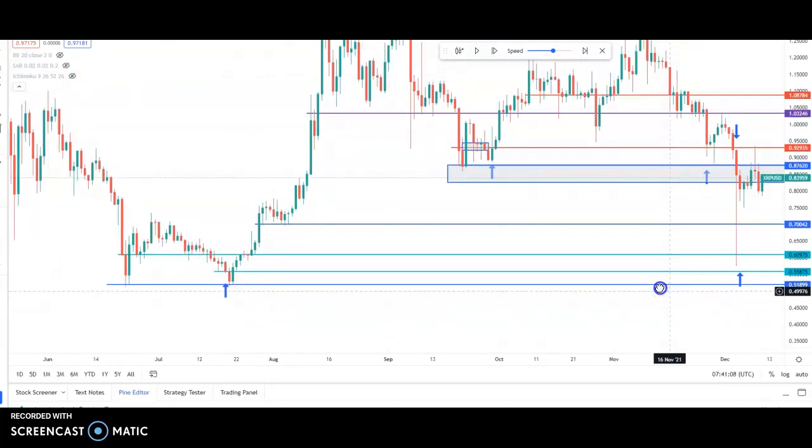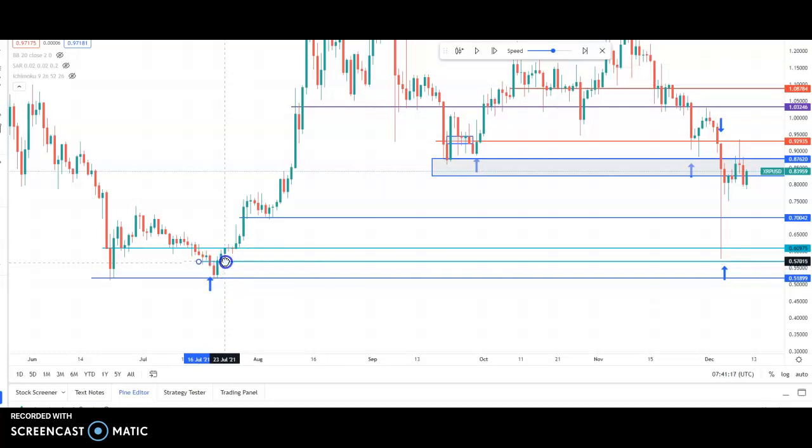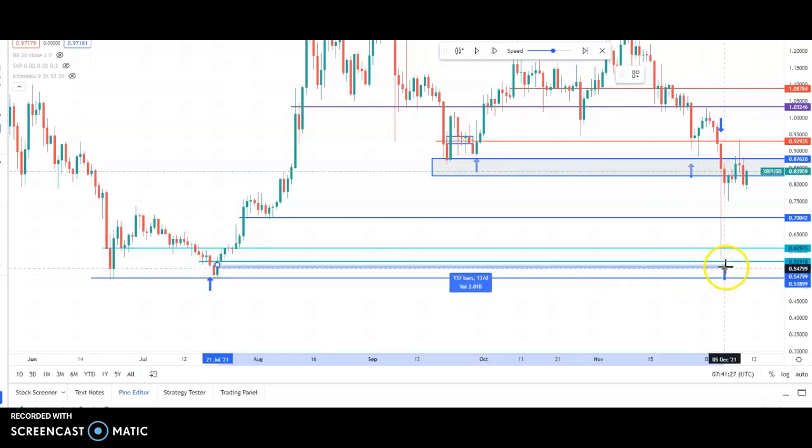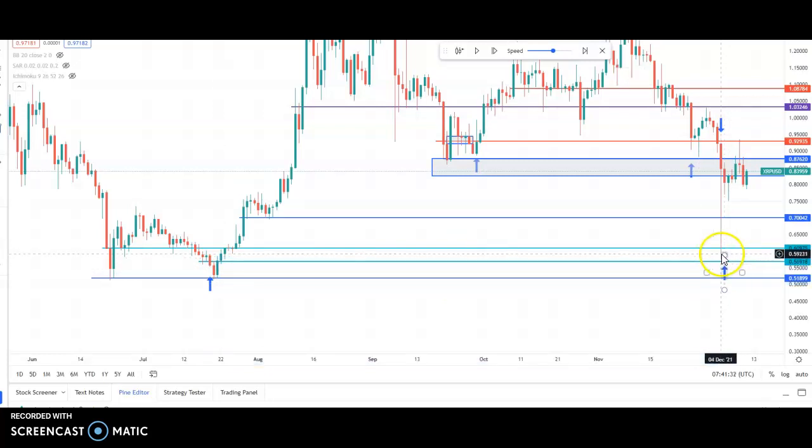So in the future, when price revisits this area, it's gonna push up and come away from it. Now look at this, guys. 137 days later, price revisited this order block, these orders that got left here, and price came down, picked up those orders, and started taking off.